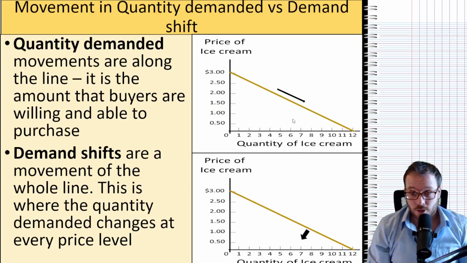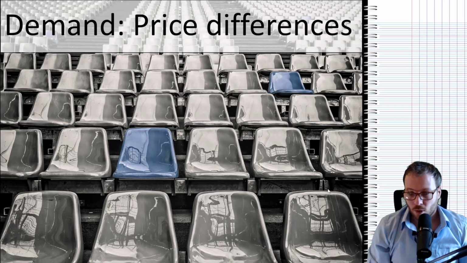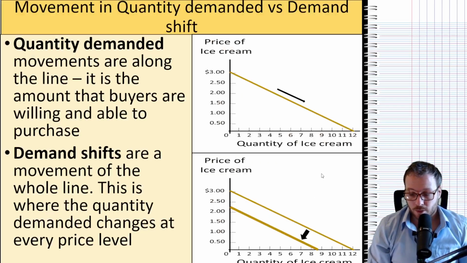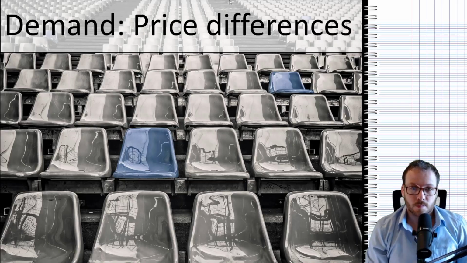Now, a quick distinction. A movement along the line is a change in quantity demanded. And if the demand line shifts backwards or forwards, we call that a shift. So a very clear and important distinction. It's an exam question that comes up all the time: movement along the line and a shift of the line. Please remember these distinctions. Okay, let's move on.